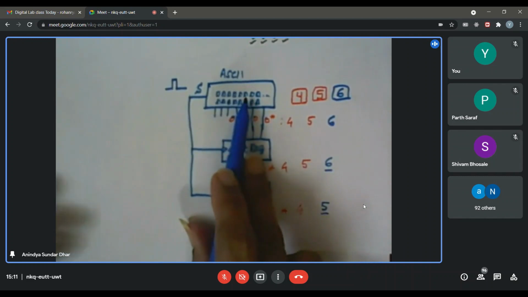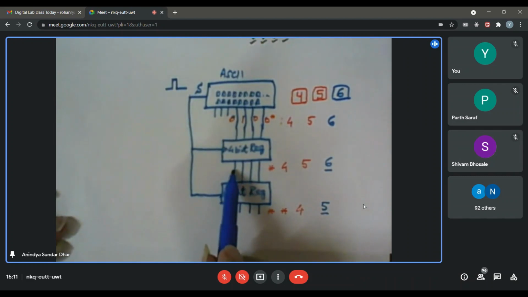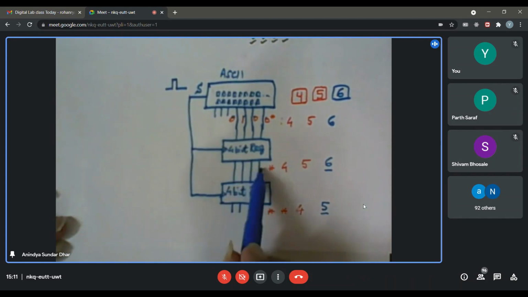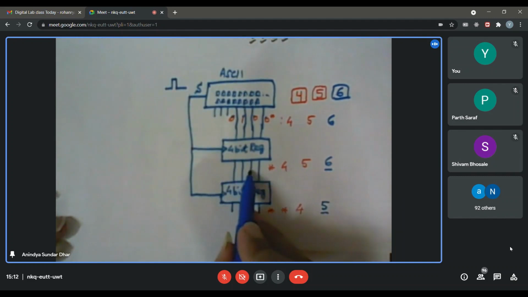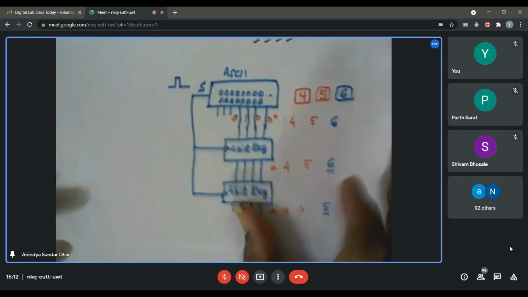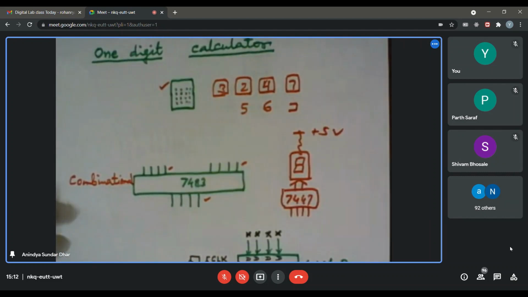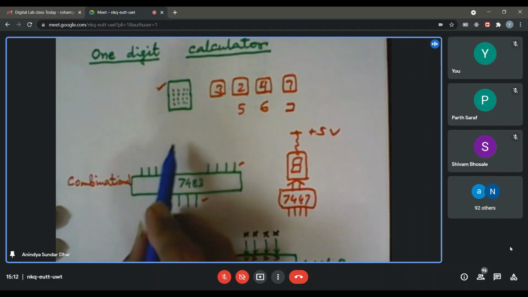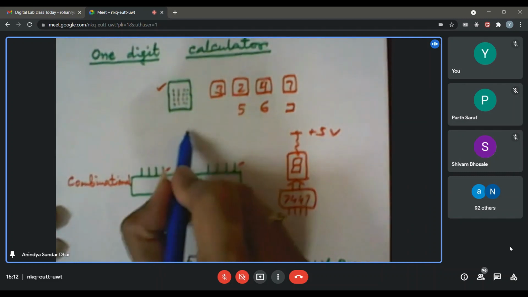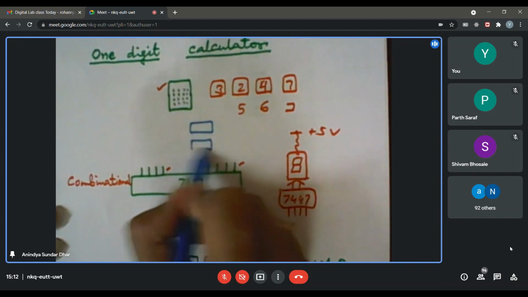So if there is no other query, then right now it is apparent that whenever I press 2 successive keys, one of them will be available at this output of the 4-bit register, and the other will be available at the other register's output. So then if I can tap these 4 lines and the other 4 lines and supply them to this 7483, one will come from this register. So we have got 2 successive registers, one after the other.